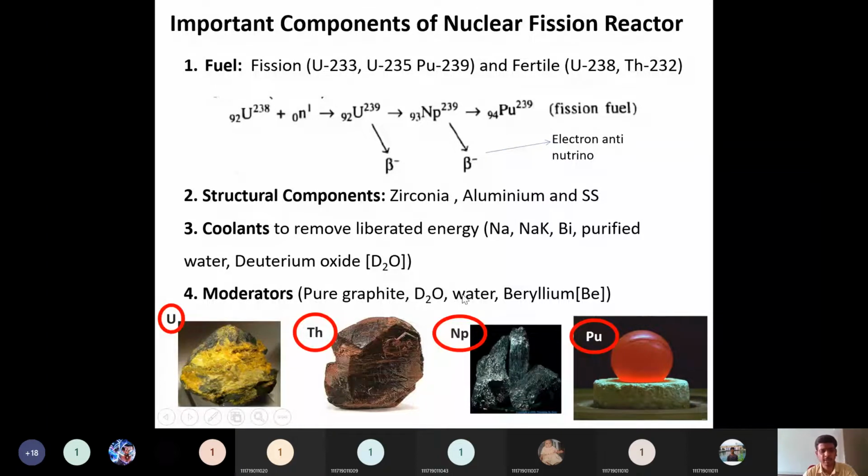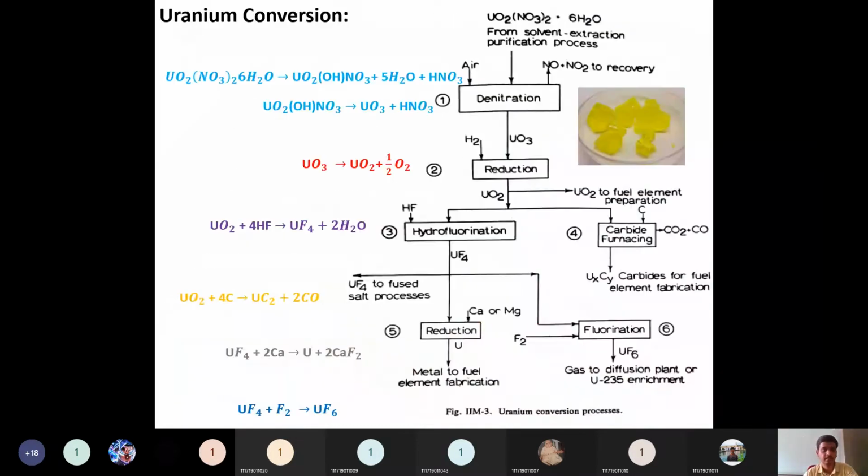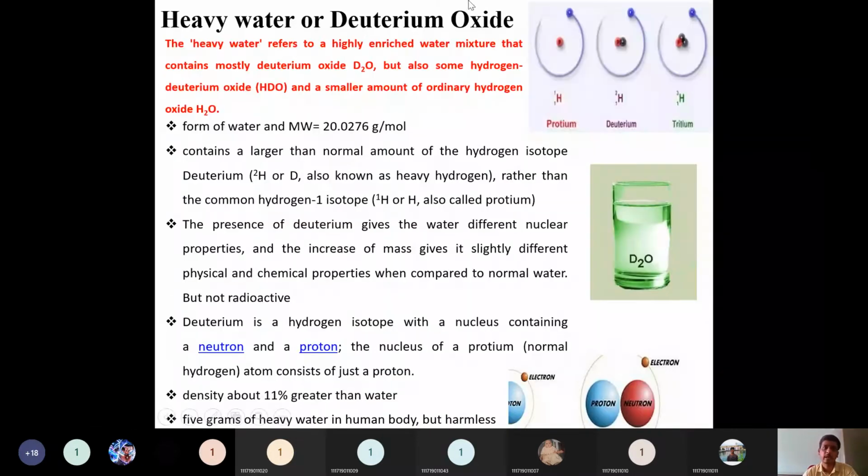So how to manufacture this deuterium oxide? What are the various pertinent properties? How is it different from normal water? We will see. So heavy water, or we will call this deuterium oxide, D2O.